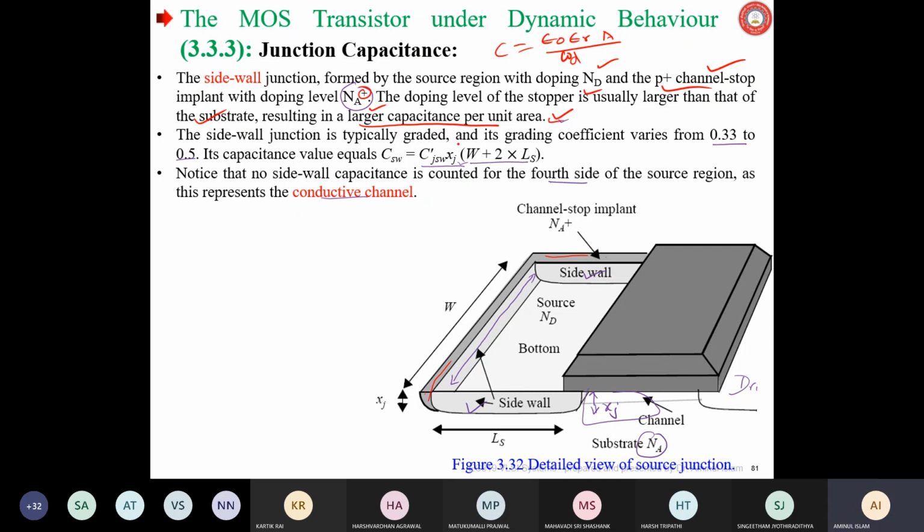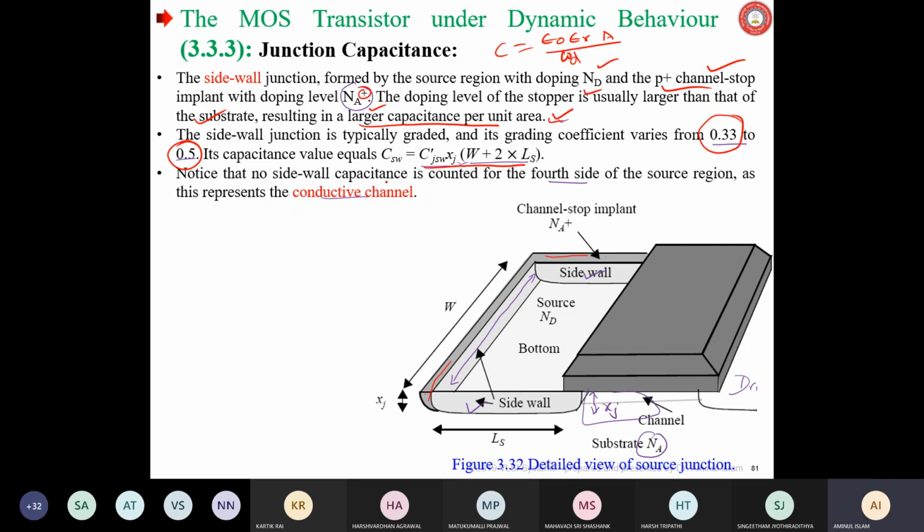The side-wall junction is typically graded, and its grading coefficient is 0.33 instead of 0.5. If it is step graded, then it is 0.5. Its capacitance value equals this: Cj SW prime into Xj W plus 2 into LS.